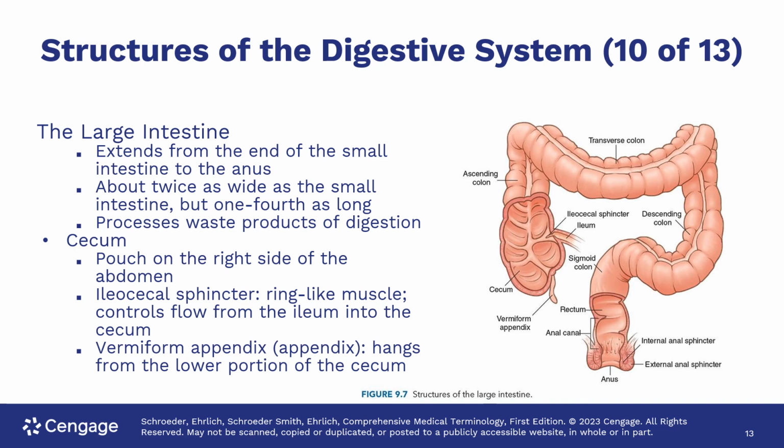The large intestine starts at the end of the small intestine and goes to the anus. It's wider but much shorter than the small intestines. The cecum is a small pouch that contains the ileocecal sphincter. This sphincter controls flow from the small to the large intestines. The appendix hangs from the lower portion of the cecum.